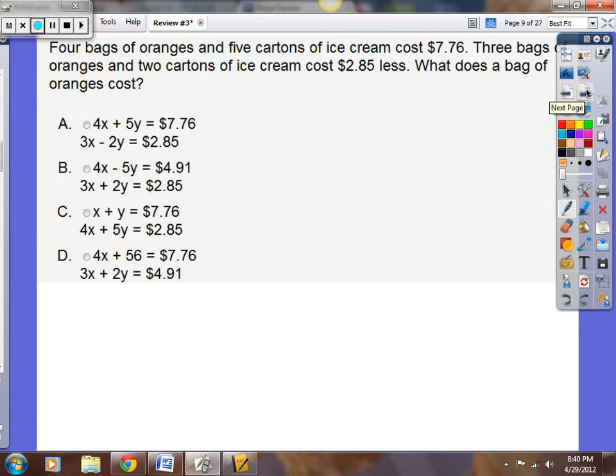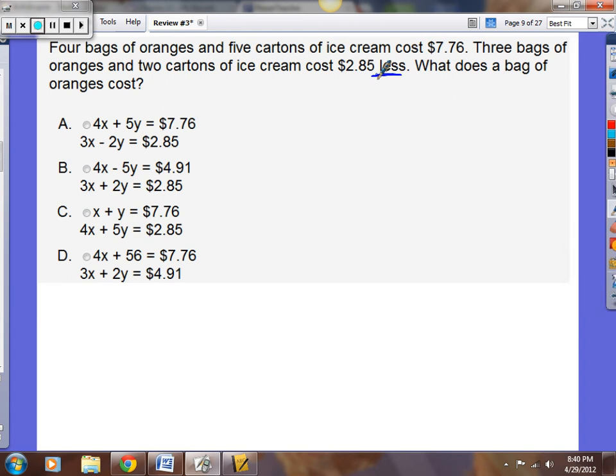Alright, so kind of a story problem. And it looks like your answers A, B, C, D are in the form of a system of equations. So let's read it. You might have to read it a few times. 4 bags of oranges and 5 cartons of ice cream are going to cost you $7.76. 3 bags of oranges and 2 cartons of ice cream are going to cost you $2.85 less. What does a bag of oranges cost?